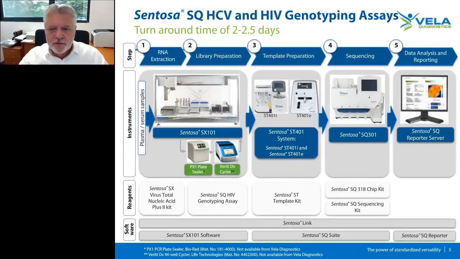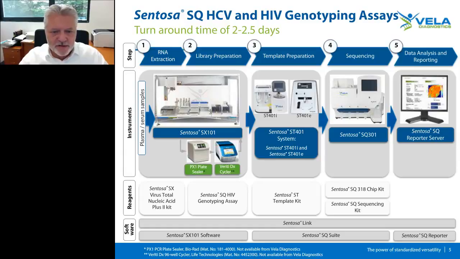The workflow we developed for NGS for HCV and HIV genotyping is shown here schematically. The different steps are shown in the upper panel. Since these are RNA viruses, we start in both cases with RNA extraction, then library preparation, template preparation, sequencing, and data analysis and reporting. These are generic steps in this workflow. The instruments used for these different steps are shown below.